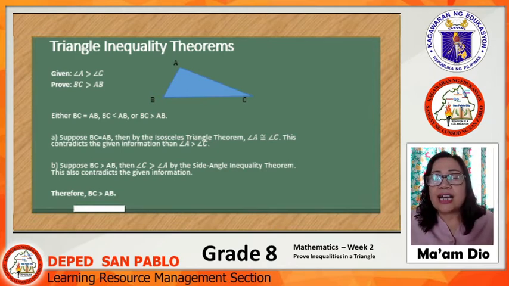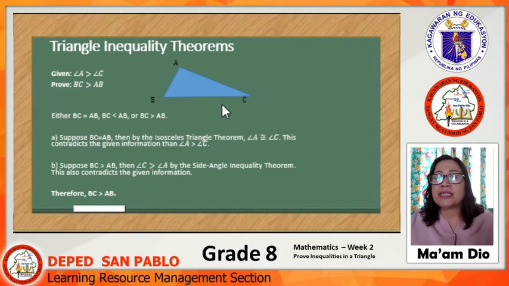Again, we are given a triangle ABC where angle A is greater than angle C. And we are to prove that side BC is greater than side AB. This side here, this side AB, and this side BC. Okay. Now, we will have three assumptions. Our first assumption is that BC is equal to AB. Our second assumption is that BC could be less than AB. And our third assumption is that BC may be greater than AB.